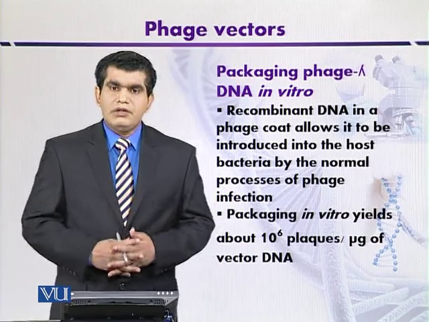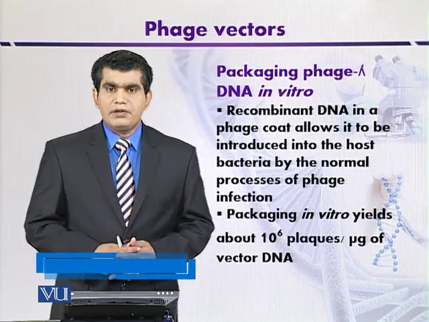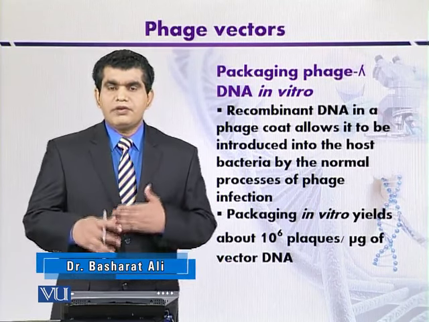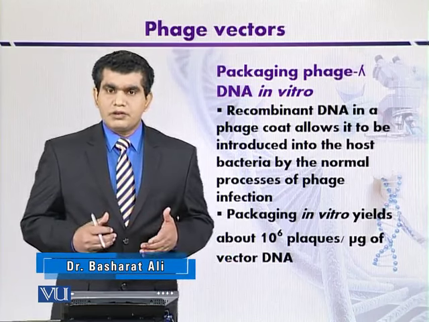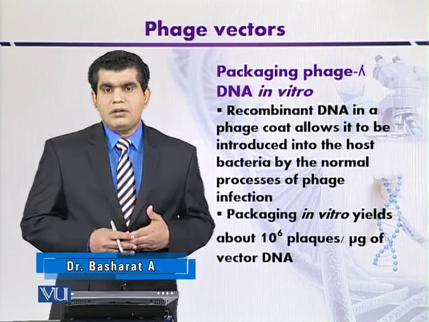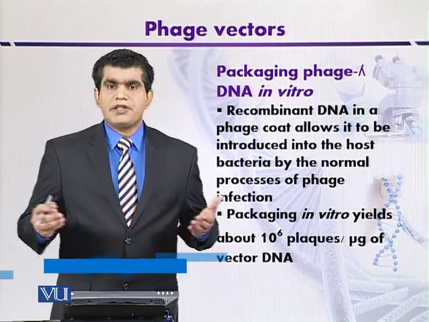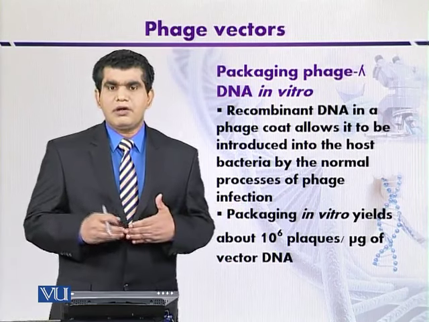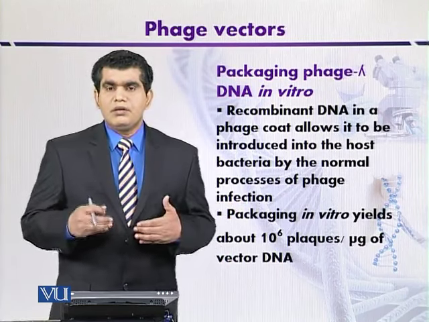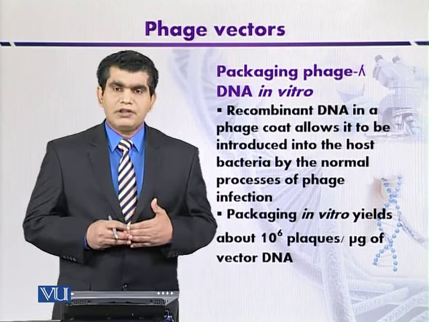On the other hand, if we use modified derivatives, then the frequency may be reduced. For example, the plaque formation may be only 10⁻³ to 10⁻⁴ plaques per microgram of vector DNA.